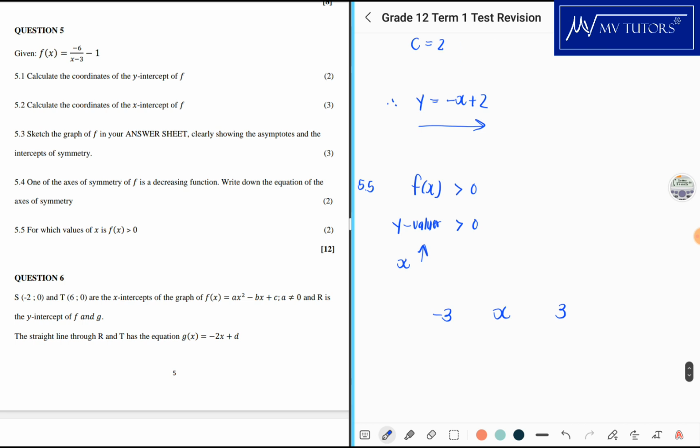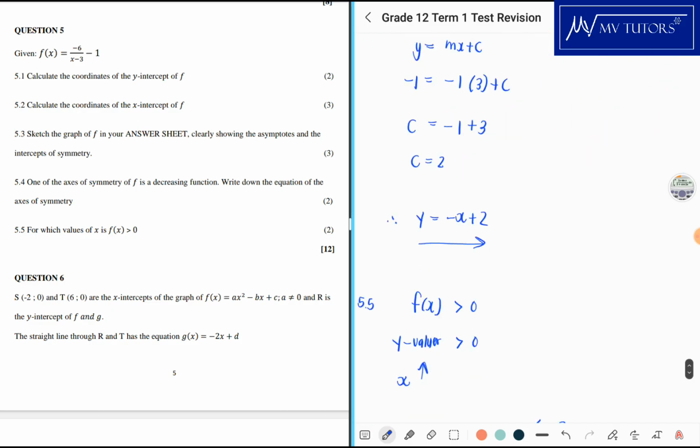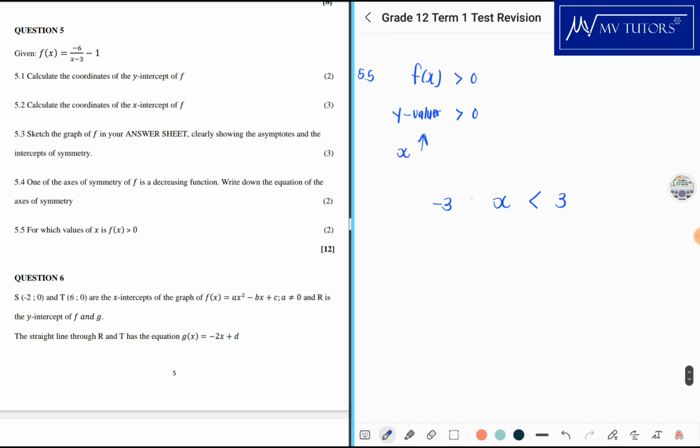So, x is just smaller than 3. And it cannot be equal to minus 3 as well because that is where y is equal to 0. They said the y values being bigger than 0. So we know that x has to be bigger than minus 3. And that is your answer. Okay, and that is it for question 6.